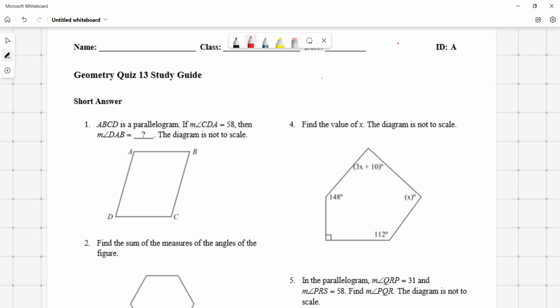All right, here's the study guide for quiz 13, which is going to be tomorrow.